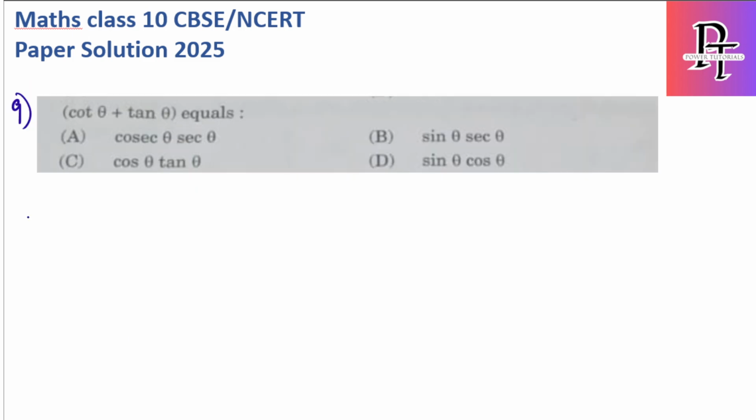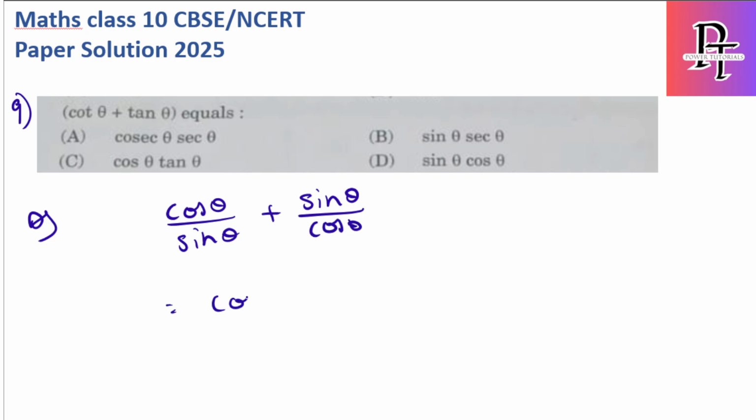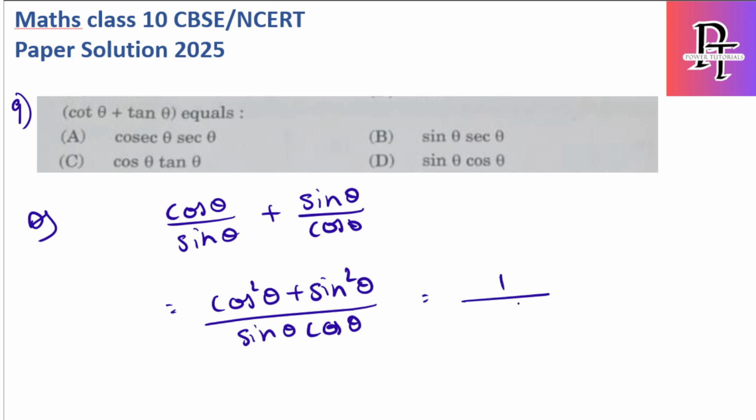Let's move to the 9th question. Cot theta plus tan theta. If you have seen my previous trigonometry videos, I told that whenever you have this type of question, always convert into sine and cos and finally convert back to the required value. So cot I can write as cos theta by sine theta plus tan as sine theta by cos theta. If I do the LCM, it becomes cos square theta plus sine square theta by sine theta cos theta. As per the first identity, cos square plus sine square is 1. So it is nothing but 1 by sine theta cos theta.